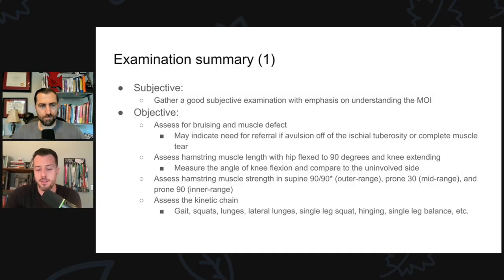And then I think it makes sense to assess the entire kinetic chain. So if the person is capable, you want to watch them walk, maybe do some squats, some lunges, some single leg squatting, some hinging and balancing, and just assessing what does this person seem capable of doing. I think it gives you an idea of where to start your rehab. And also just if there are any big compensations that might put more demand on the hamstring, something we can look at early and intervene on if needed.